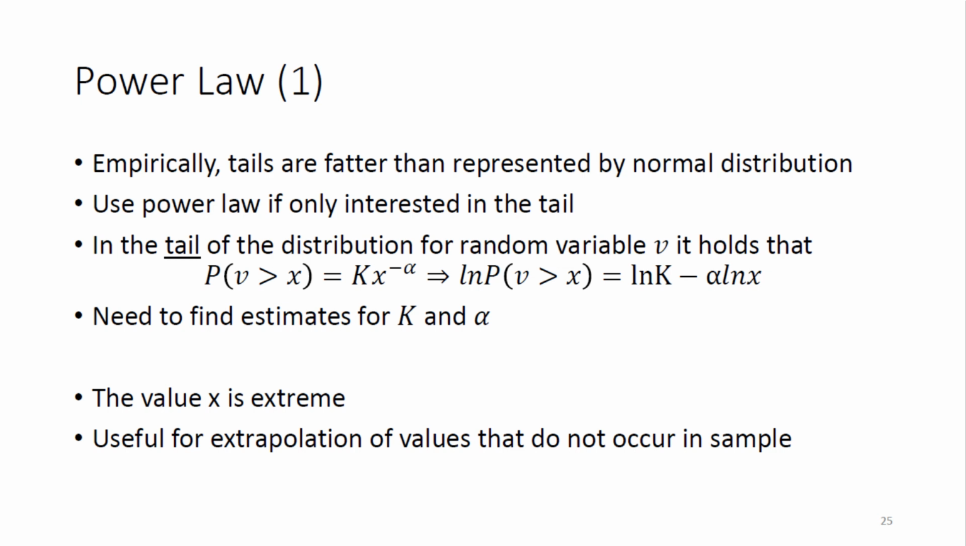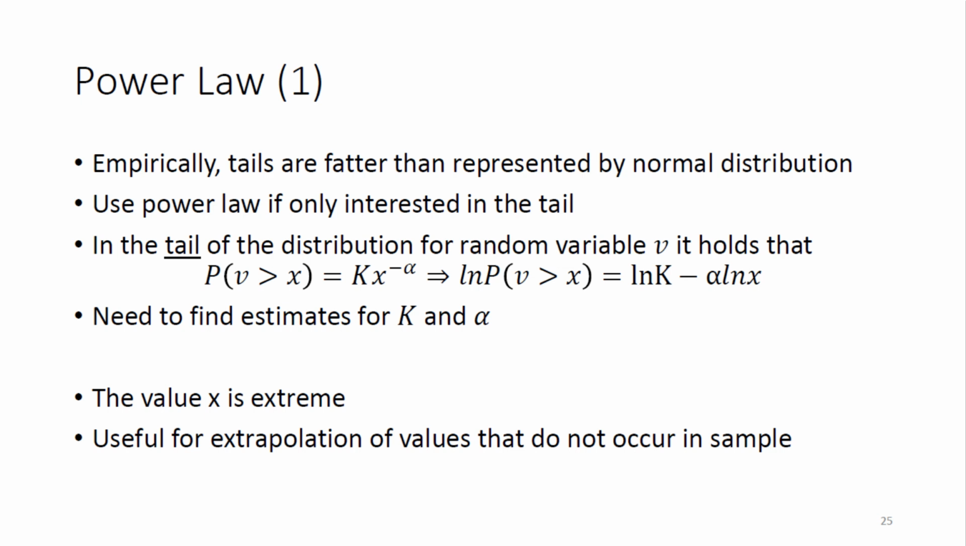You could take natural logarithms on the left-hand side and the right-hand side, which then basically says that if I take the logarithm of this probability that a random variable is larger than a value x, where x is extreme, then that's equal to the logarithm of this constant k minus alpha times the logarithm of x. To apply a formula like this, we first need to find values for k and for alpha. And then once you have that, you can fill in different values for x and determine what the probabilities are. So important, this value x is an extreme value.